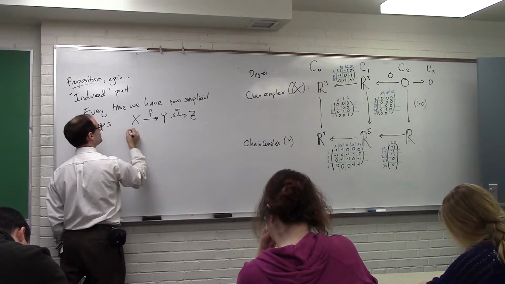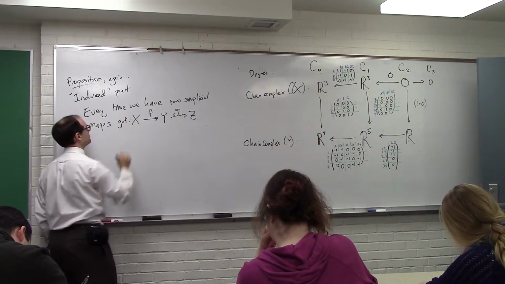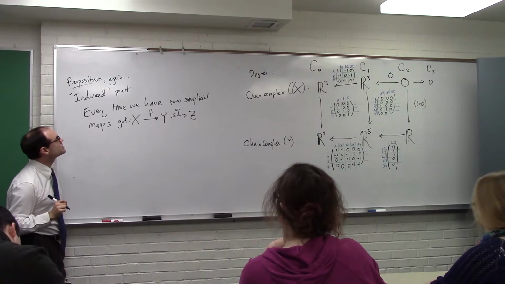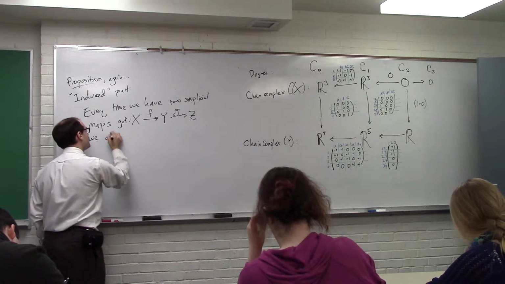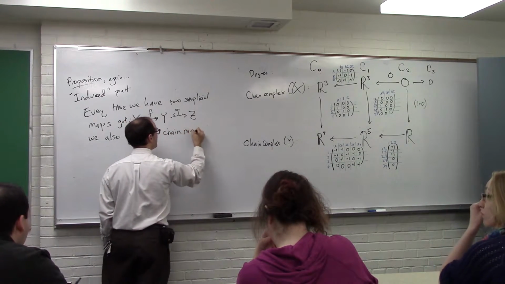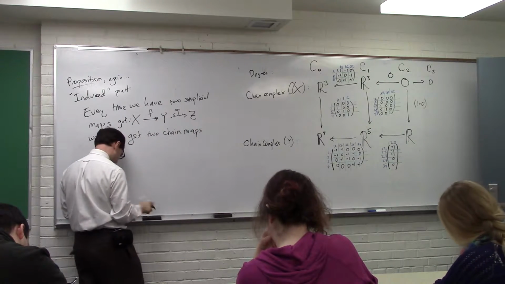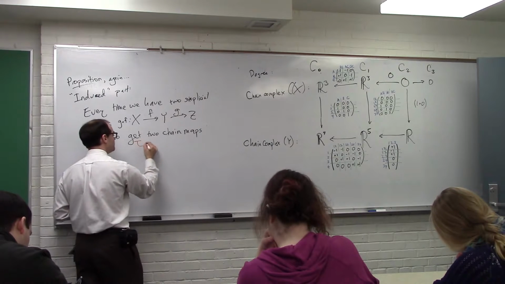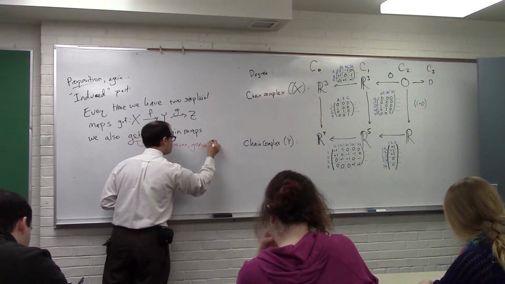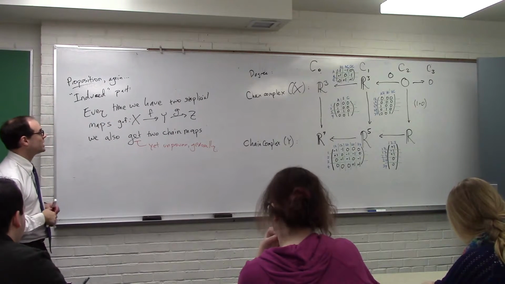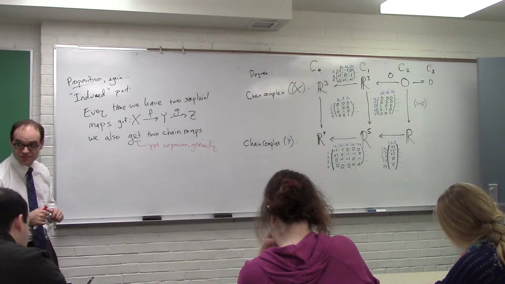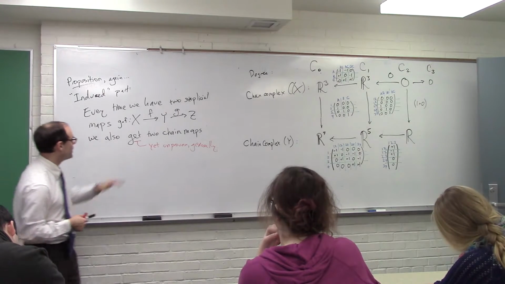of course, this is G composed with F. Every time we have two simplicial maps like this, we also get two chain maps. Again, this statement is as yet unproven, generally. We haven't proved it, no, we have not proven it. But we've got an example on the board now that actually apparently works, and we will prove that in a moment.